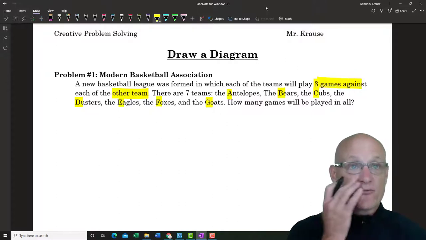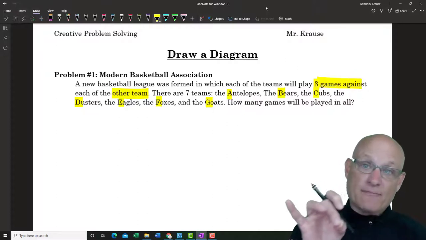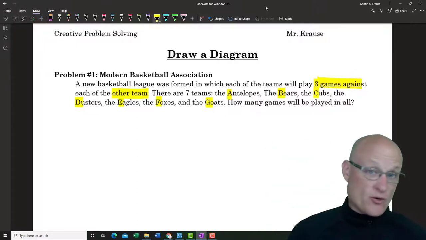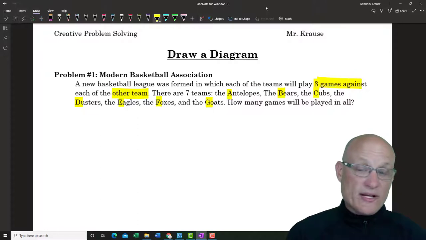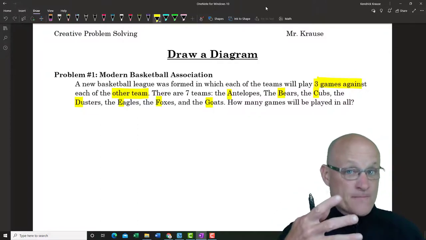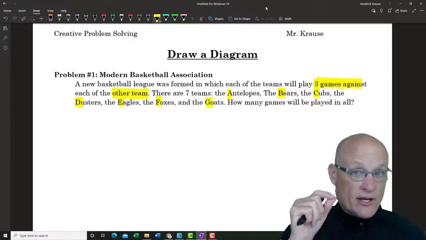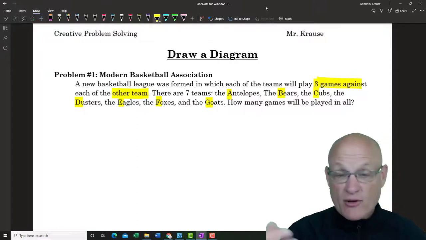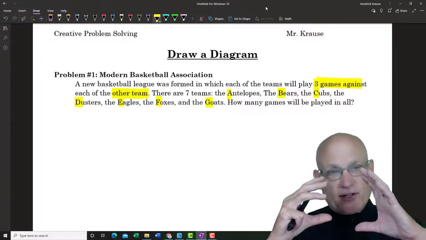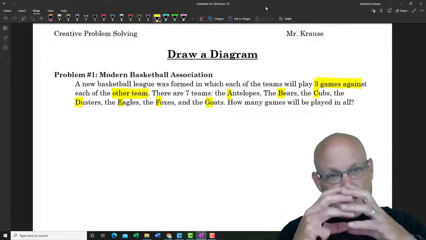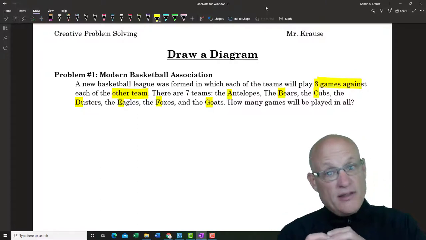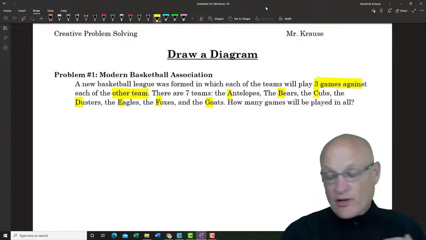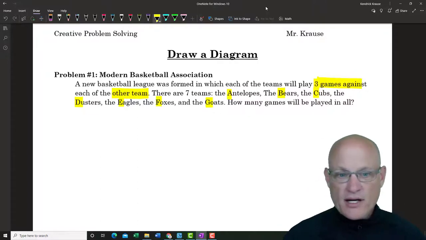So let's think about this first. If we can figure out how many games are played when they just play each other once, wouldn't I just have to multiply that by three to get all the games played? If I can just figure out how many games are played when they play each other once, then we just have to do that three times. So I just multiply by three. That's it. All right, so that's our job.